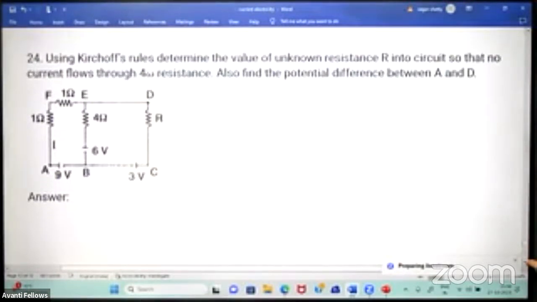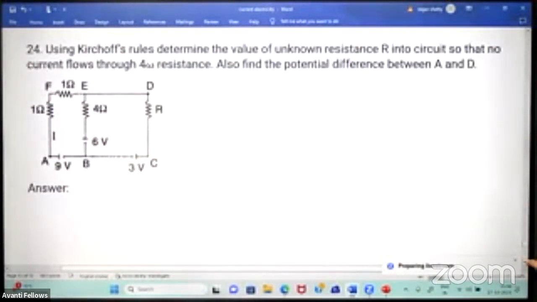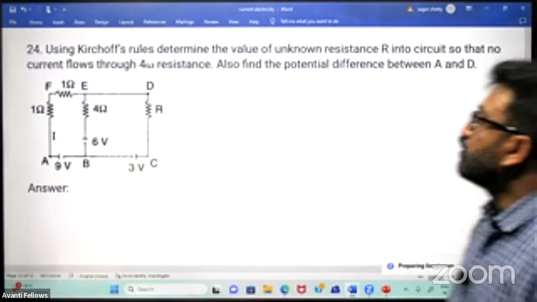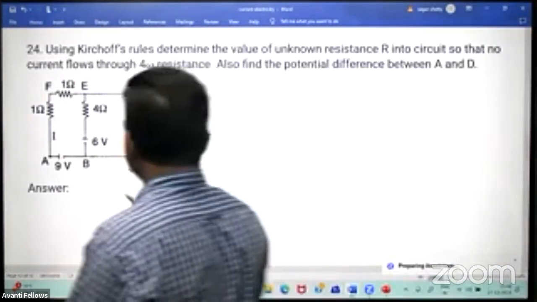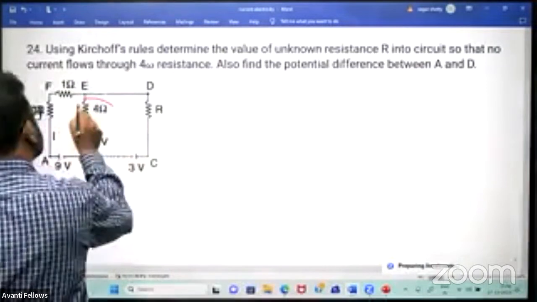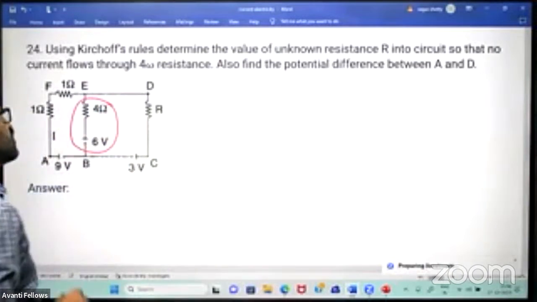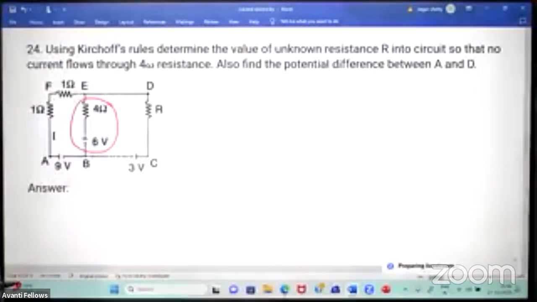Now, question number 24. Using Kirchhoff's rules, determine the value of unknown resistance R so that no current flows through the 4 ohm resistor. So there is no current flowing through this section. Also find the potential difference between A and D. Let's try this.